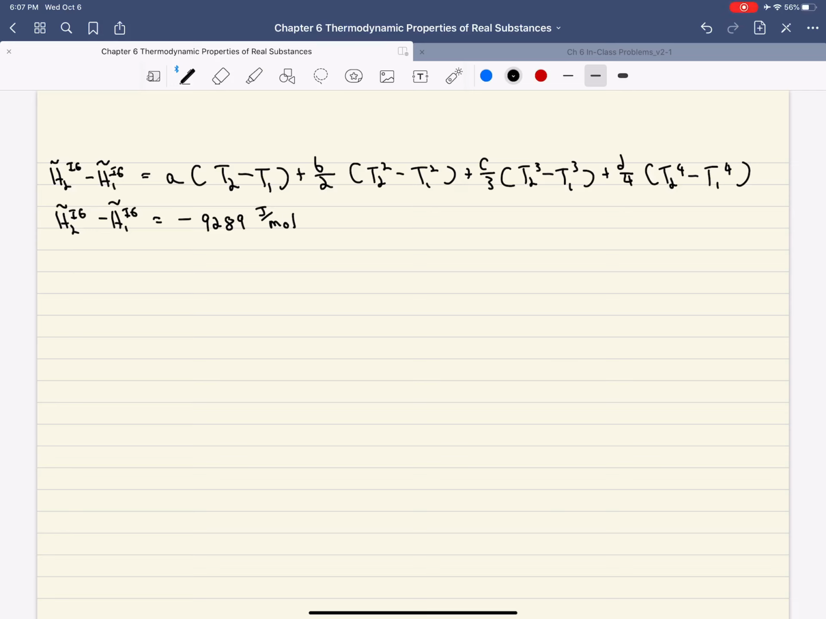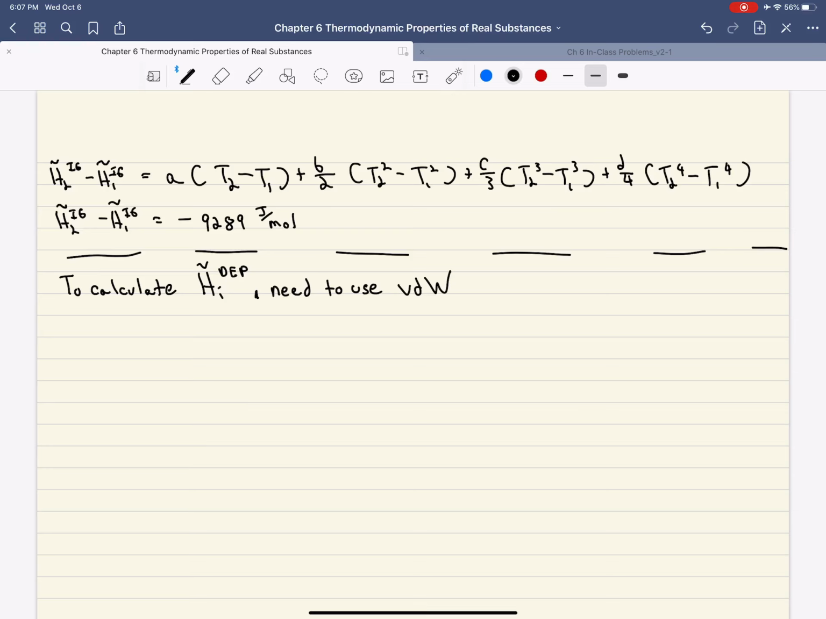Now that we've solved for the ideal gas contribution to our delta H, what we need to solve for now is the non-ideal gas contribution, that H departure function. All right, so to calculate our H_i departure, what we need to use is the equation of state that we're assuming.